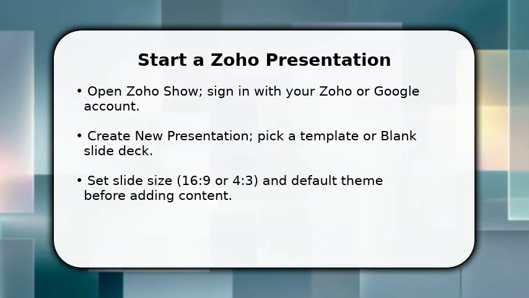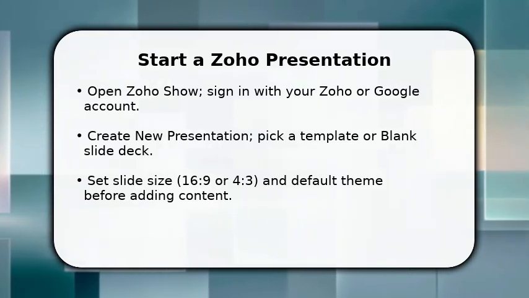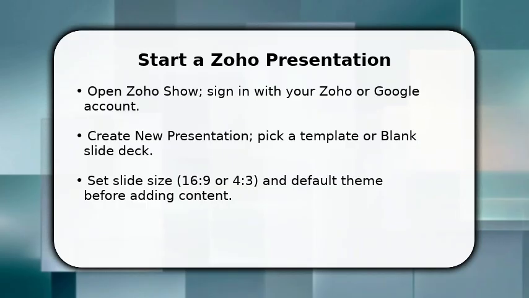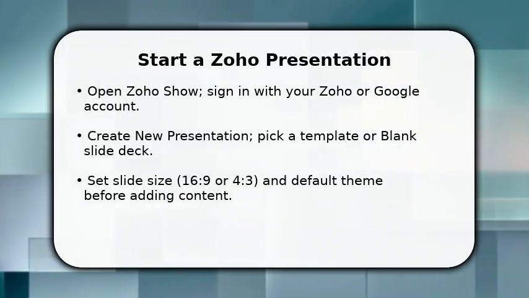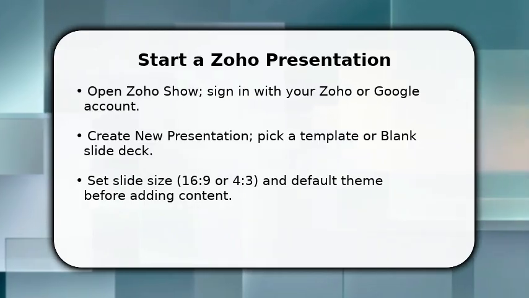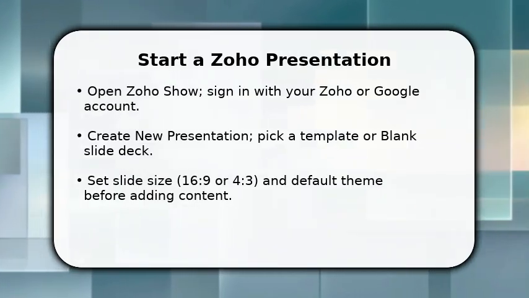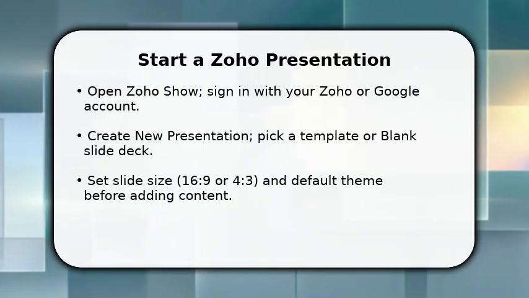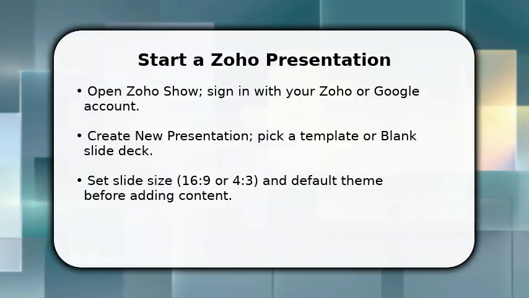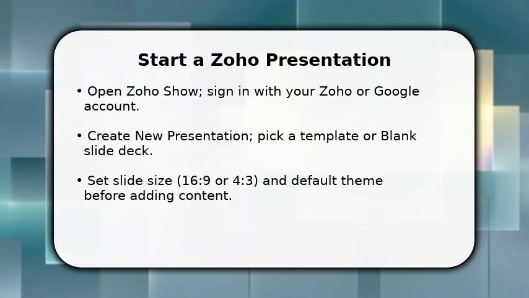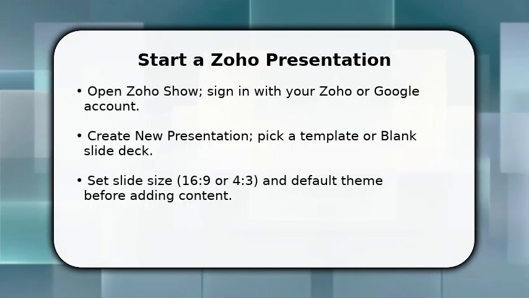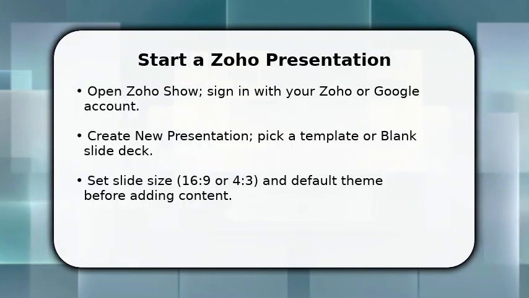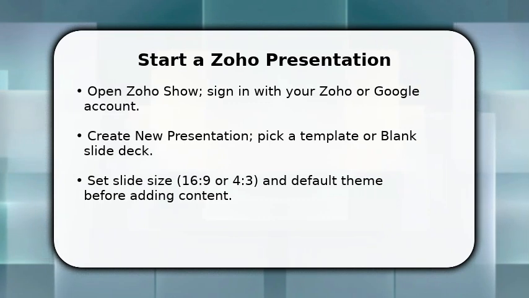Enjoy the video. You begin by opening Zoho Show and signing in. This ensures your files autosave. Create a new presentation and select a template or choose blank to control layout. Once done, set the slide size, 16:9 for screens, 4:3 for older projectors, then pick a theme that matches your brand. Make sure to name the file immediately so version history tracks changes. You're now ready to add your first title slide and establish a consistent font and color palette.